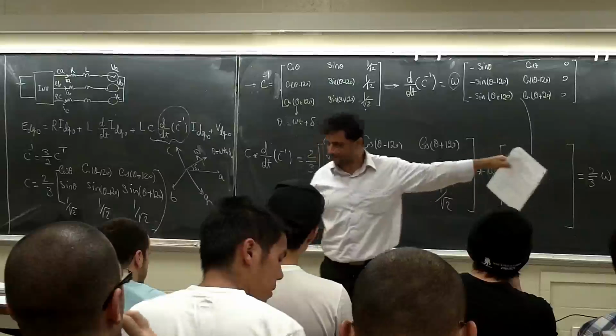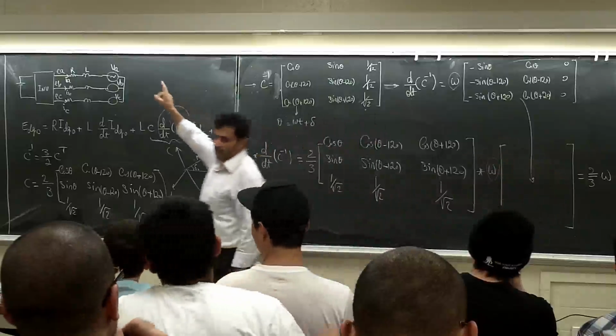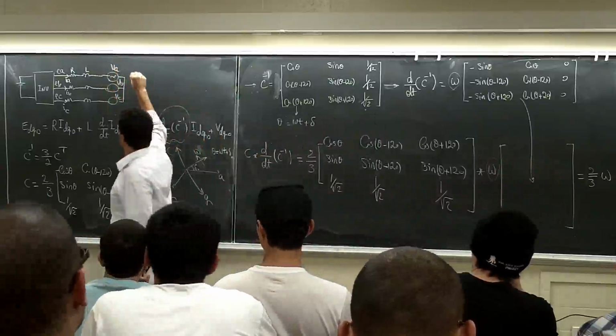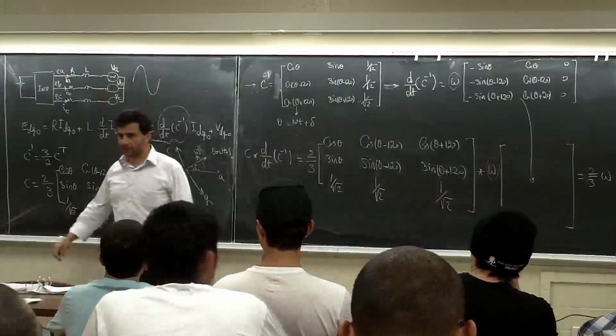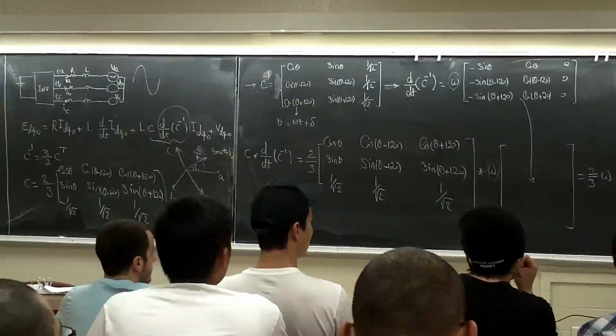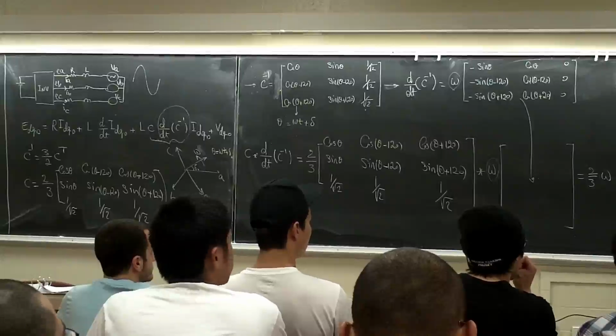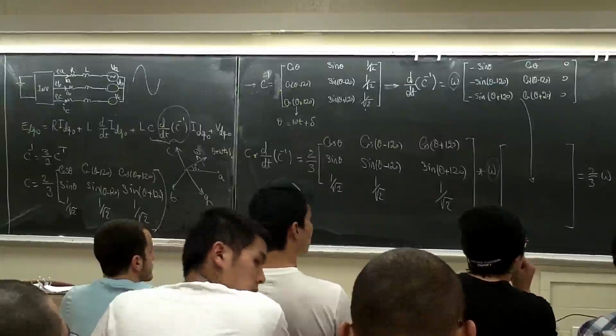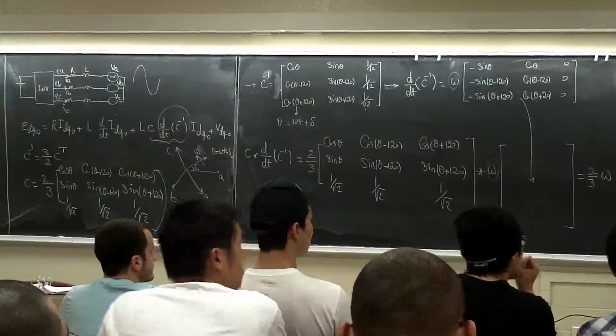What was the advantage of that one over this one? Look at here. How does this voltage look like? VA. It's like this, right? How does this one look like? It's like this, right? That's the advantage of this one.